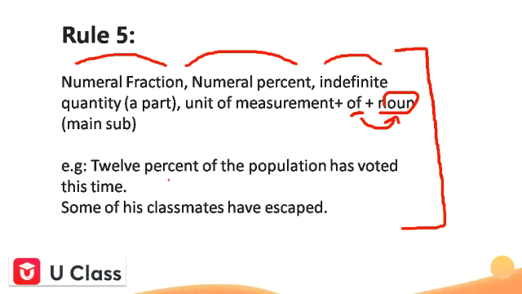For example, 12% of the population has voted this time. In this case, you can see 12% is a numeral percentage. And after that of is written. After that population is given, this word population becomes the main subject. Now since this is the main subject and since this is singular, I will use has here. Now tell me, is this clear? Then I will tell you one more point.